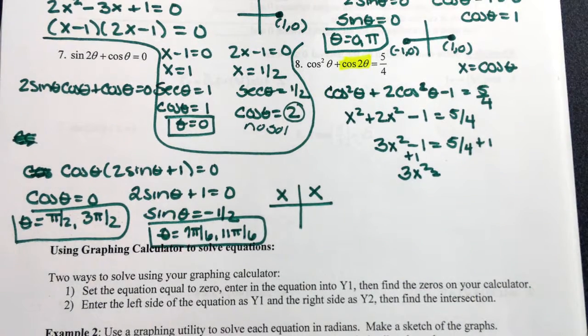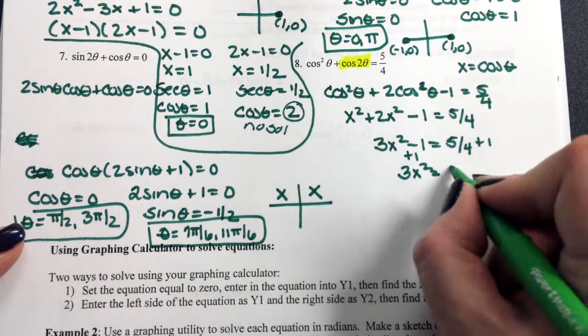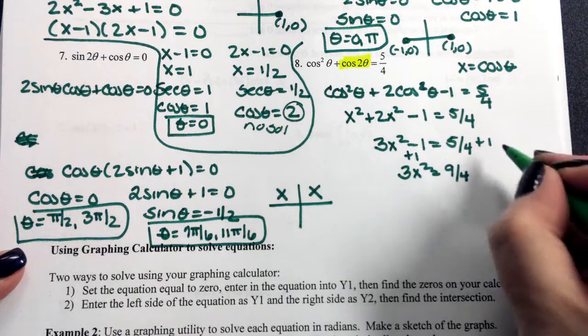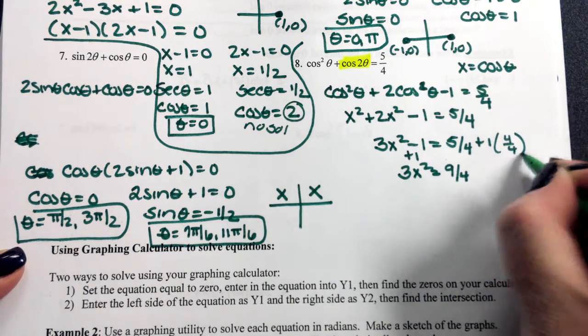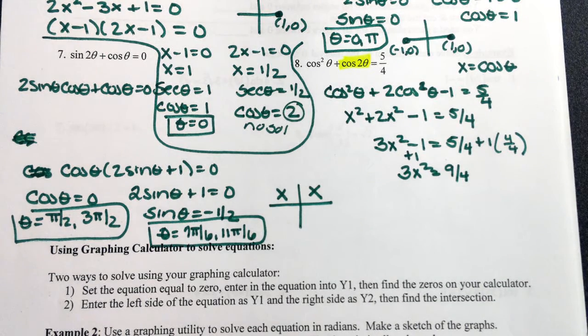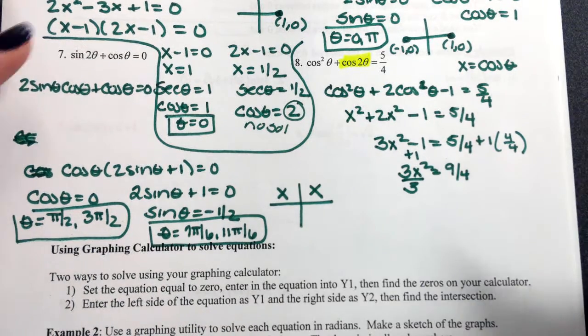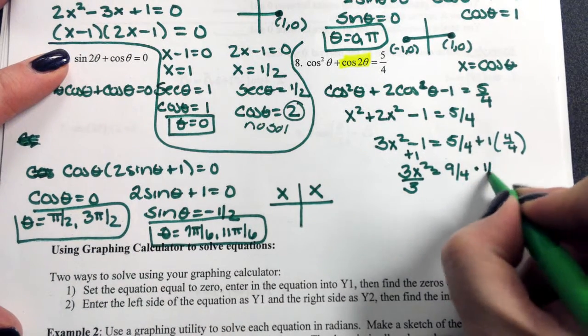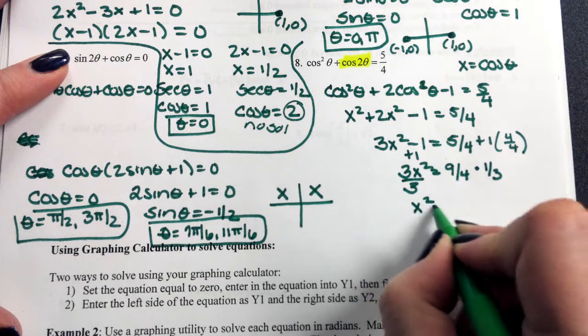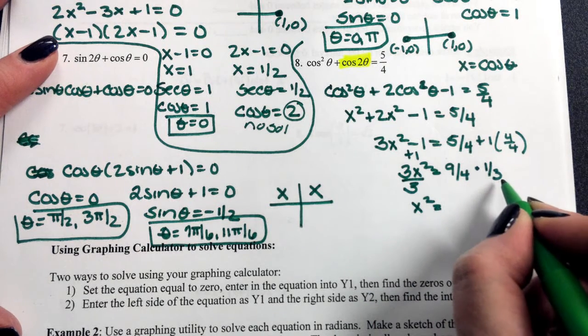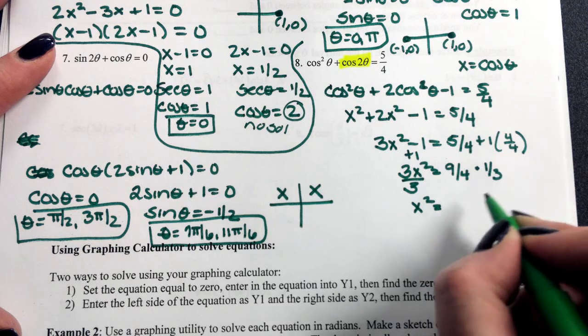So what is 5/4 plus 1? It's going to be 9 over 4, because 1 is equivalent, remember, to 4 over 4. Any thoughts on what to do next? Divide by 3, which is equivalent to doing what? Instead of dividing by 3, you can multiply by what? 1/3. So x squared, what is 9/4 times 1/3 going to be? 3/4.